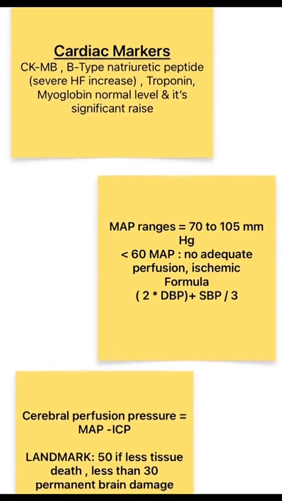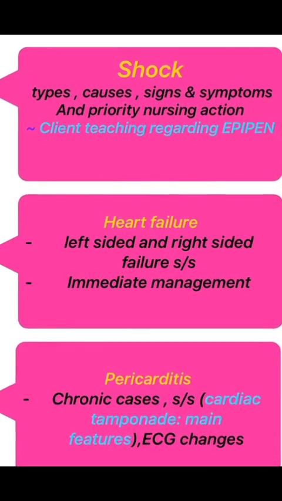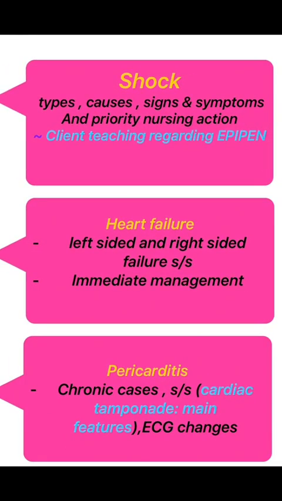There are certain cardiac markers that you must know about. Its normal level and significant rise, especially in case of MI and heart failure. You should also know about mean arterial pressure ranges and the cerebral perfusion pressure formula. Also, you must know about the certain landmark areas in order to distinguish between permanent damage or death of the cells. Similarly, these are the topics they will ask during the examination.